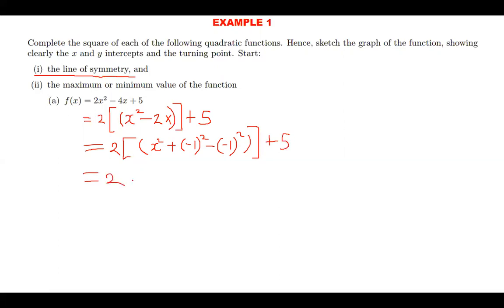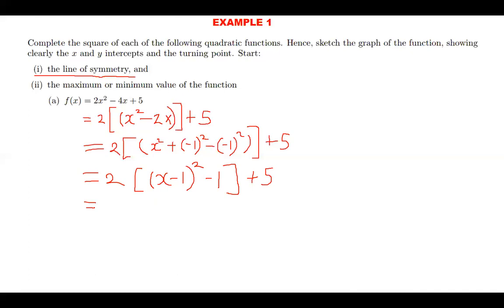So write your 2 like that, open brackets. So you're going to have x minus 1, then you have squared like that. So this will give you, when you square this, you give you positive 1. So you're going to have something like this, plus 5.